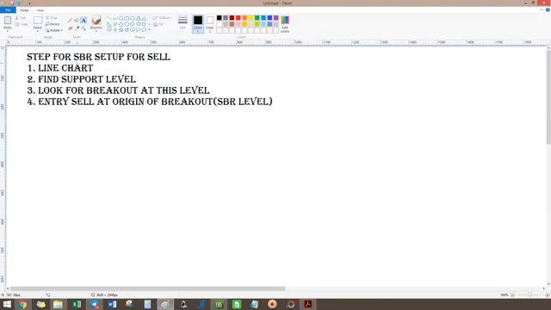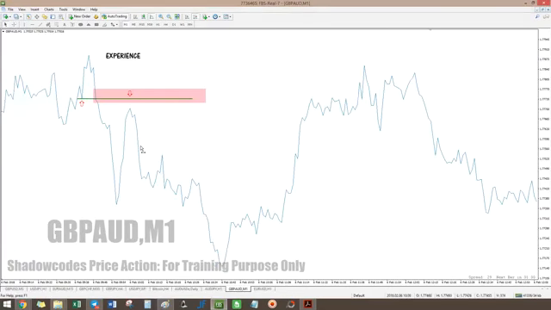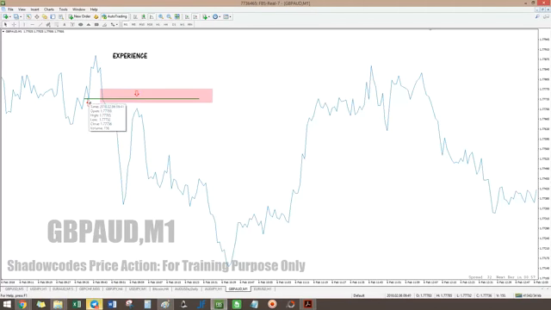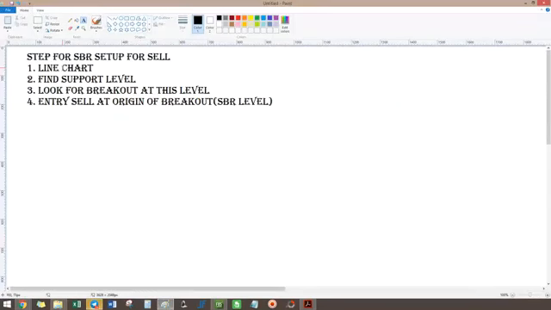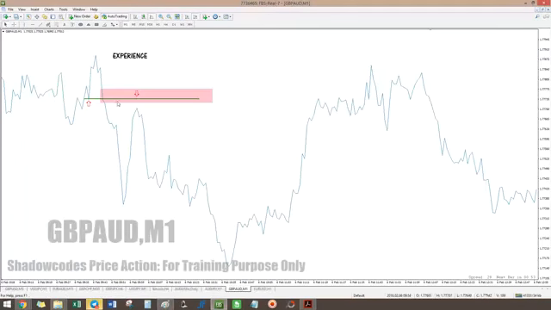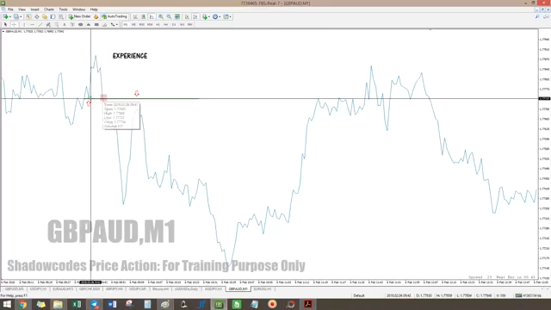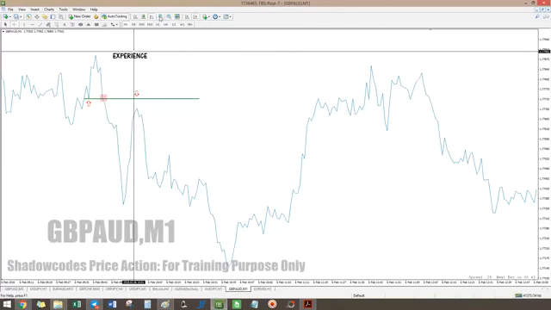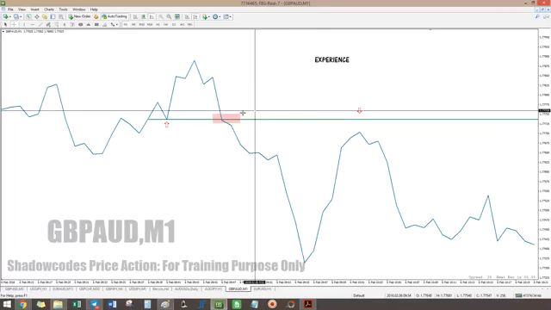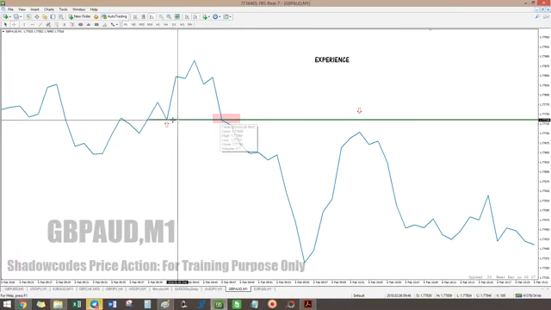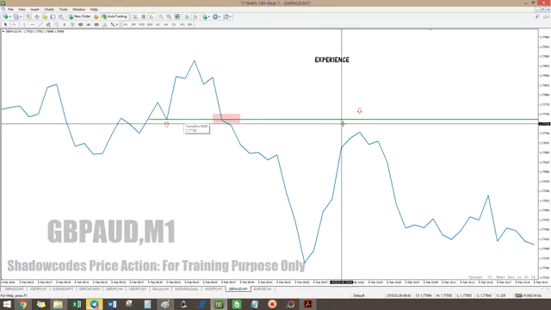Is it clear? Find first line chart, find support level, look for breakout at this level, entry sell at origin of the breakout. Okay, simple stuff. Okay, look, find the support. Find line chart, find support level, find the breakout. Breakout is here. Okay, you see the breakout. Where is the place it breaks? Over here. Okay, at this level is the origin of breakout.